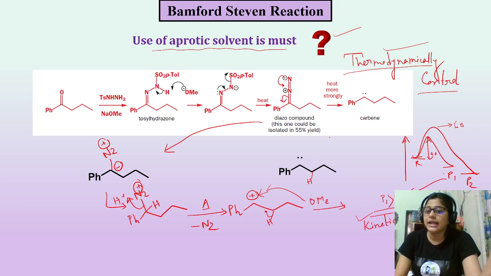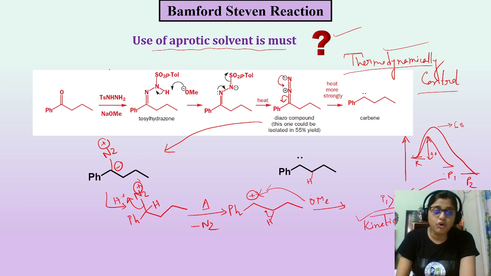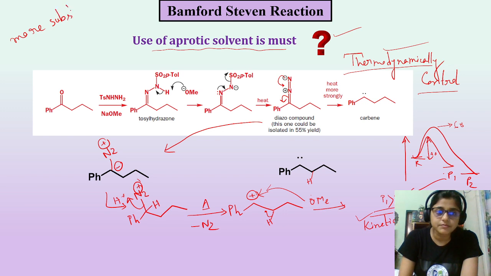Thermodynamically controlled alkene means the alkene should be more substituted. So the simple thing we should remember: the more substituted alkene will form as the majority.